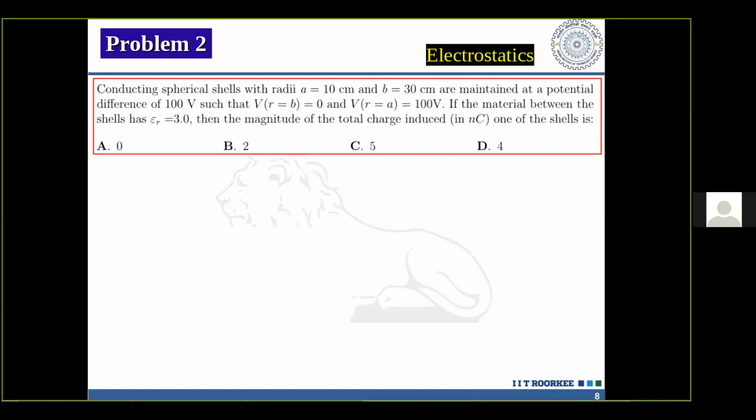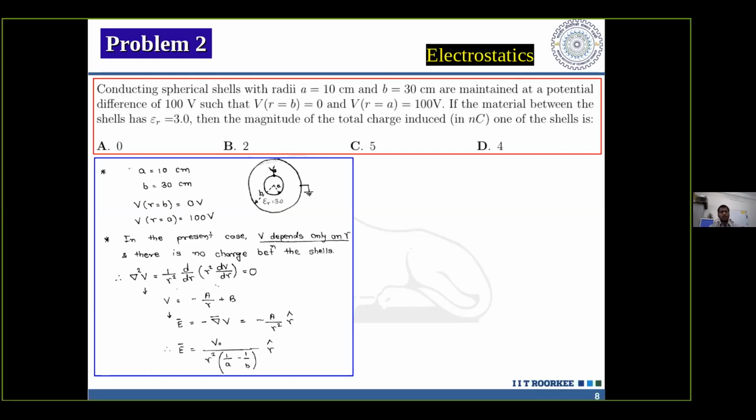So there is no trick. It is just integration, isn't it? 1/r² ∂/∂r of r² ∂V/∂r is equal to 0. Because r equal to 0 is not there in the problem, I can multiply by r² on both sides. So what I'm left with is ∂/∂r into bracket r² ∂V/∂r is equal to 0.